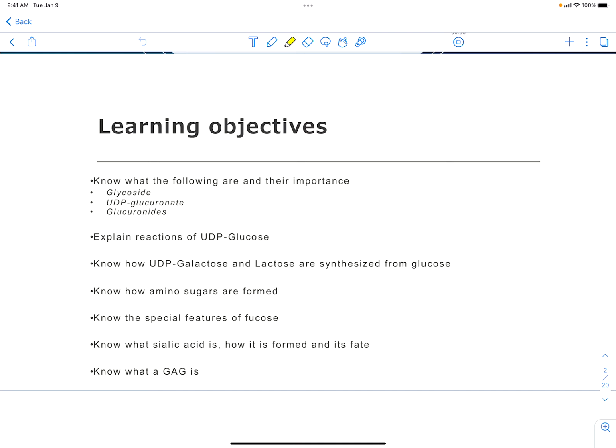We're going to talk about glucuronides. We're going to talk about the differences between our amino sugars, and we're going to talk about some specific sugars, sialic acid, for example, and fructose. And then we're going to talk again about glycosaminoglycans and what a glycan is and how they're important.